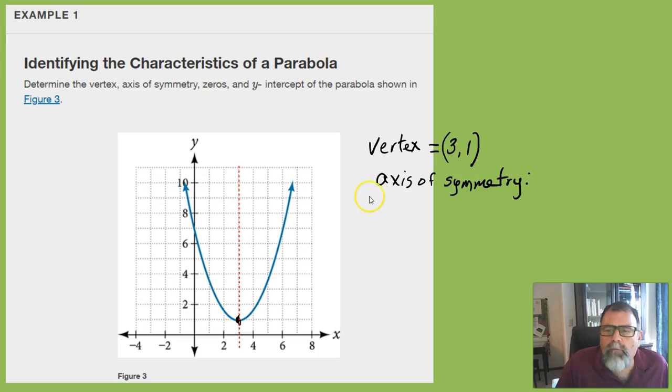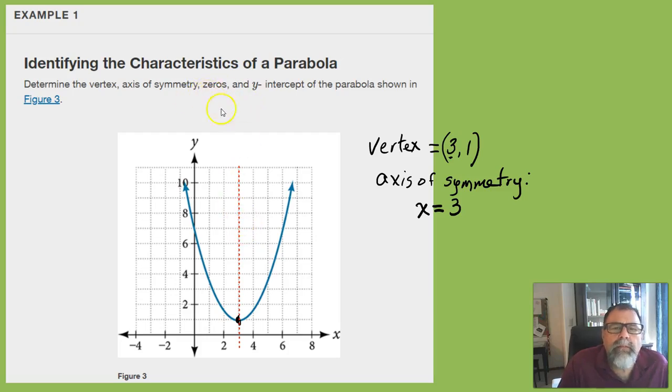And then if you recall from, I don't know if it was last section or a couple sections before that, we remember a vertical line is x equals whatever the x coordinate it's going through. So it'll be x equals the x coordinate of the vertex. So x equals 3, which is that red line. Okay, so that's our axis of symmetry.